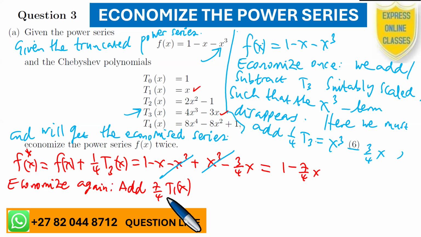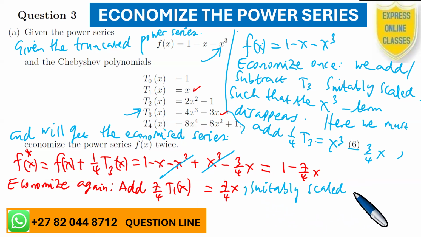Okay, yeah, good, so we're fine. If we multiply this one by 7/4, it's going to be 7x over four. I think this thing is switching places, like this. Suitably scaled such that the x cubed term disappears.